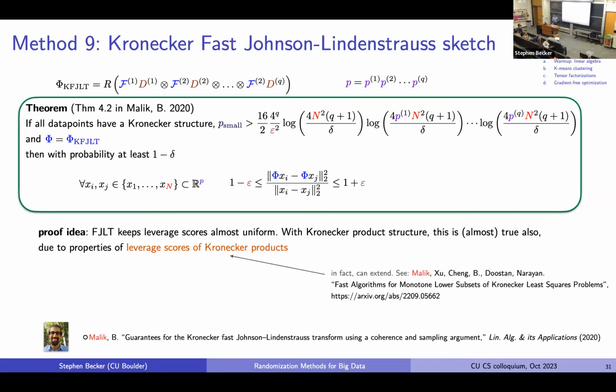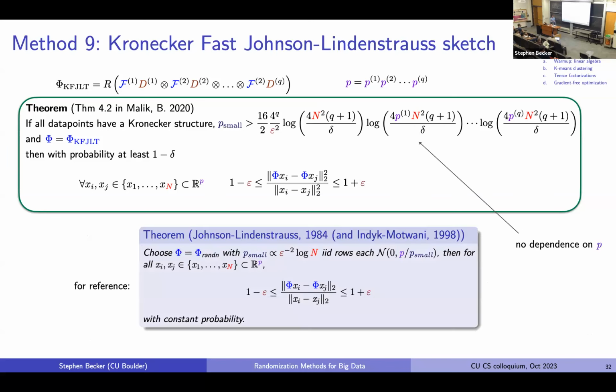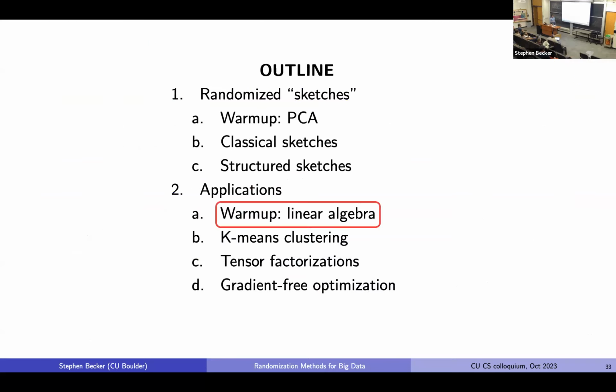So we can show that, okay, if it has a Kronecker structure, we know what the leverage scores are in terms of the smaller things. There's results there. And so we can say, if they're not too far off originally, after the Kronecker product structure they're not too much worse off. Okay, enough to give us a theorem like this. And just to compare, the original classical Johnson-Lindenstrauss looks very similar, same idea.